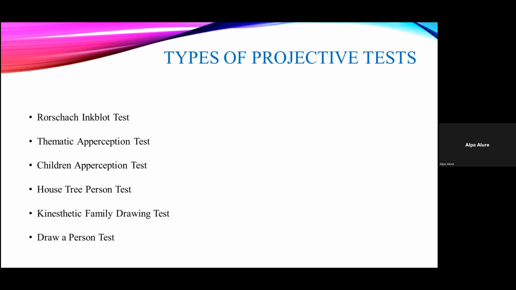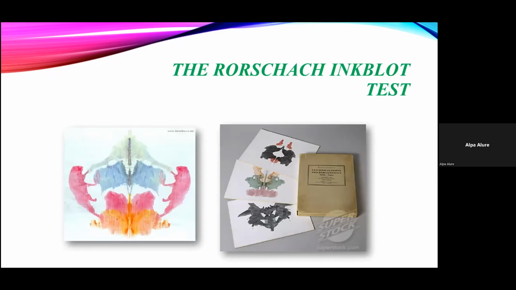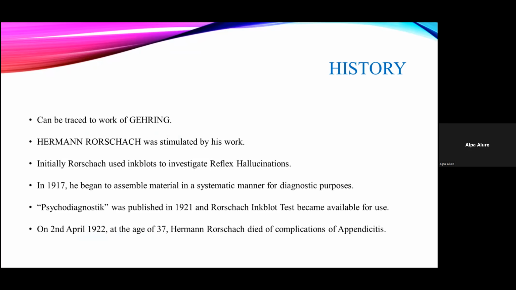Coming to the various types of projective techniques, the most commonly used are the Rorschach test, the Thematic Apperception Test, Children's Apperception Test, House Tree Person, Kinetic Family Drawing test, and Draw a Person test. So coming to the Rorschach test, the background to the Rorschach test is that it can be traced back to the work of Gehrig. It was Hermann Rorschach who was stimulated by his work, and he initially used the inkblot to investigate reflex hallucinations.